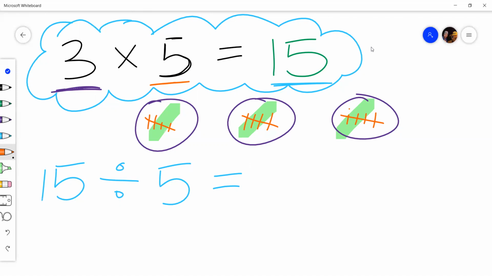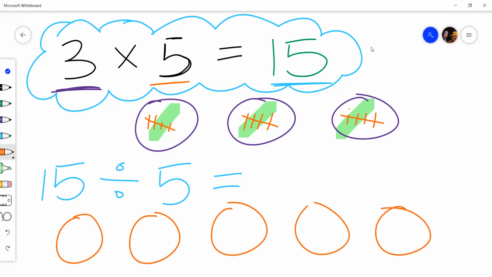So if I have 15 divided by 5 and I model that, what I'm going to do is break this into 5 groups. 1, 2, 3, 4, 5. And then I just start to split out the 15. 1, 2, 3, 4, 5, 6, 7, 8, 9, 10, 11, 12, 13, 14, 15. And you're right. Look, I have 3 in each. So again, we can look at how we use these loops and groups in a backwards way to get similar answers.